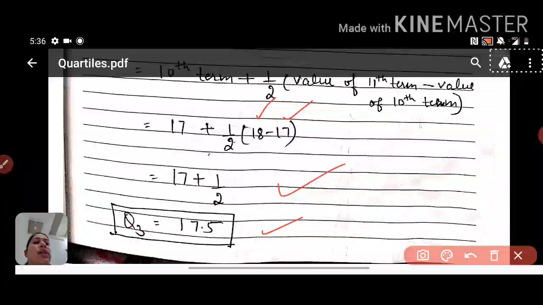In this way you can calculate the quartiles in the ungrouped data. For grouped data we will discuss in the next video.